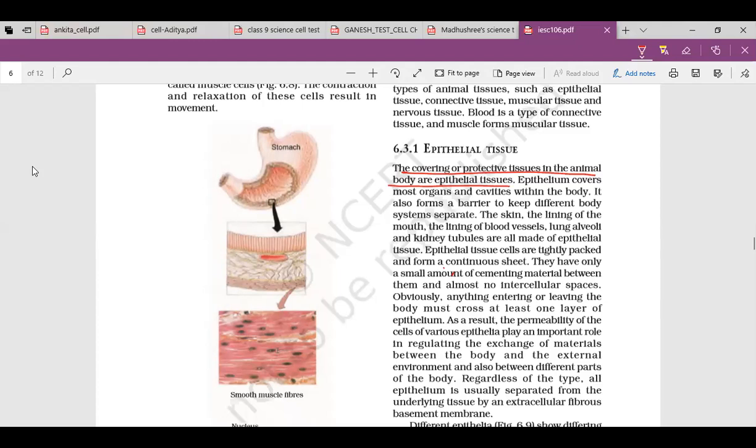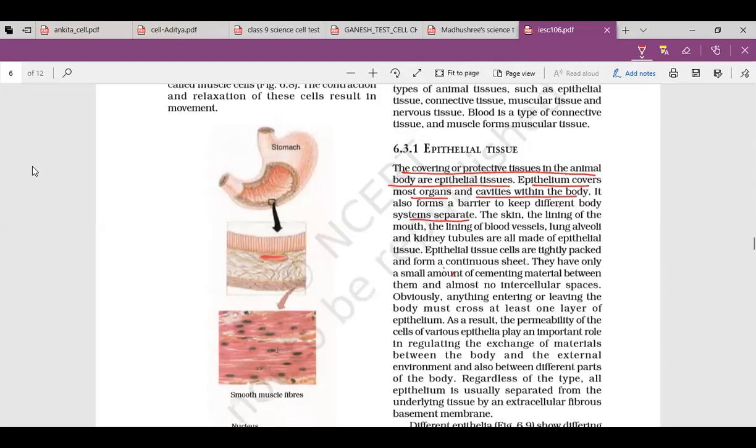Have you heard these words? You have used these also. So cavity means a hole, a space in which organs are present. The lining of most of the organs and the cavities within the body are made up of epithelium. It also forms a barrier to keep different body systems separate.